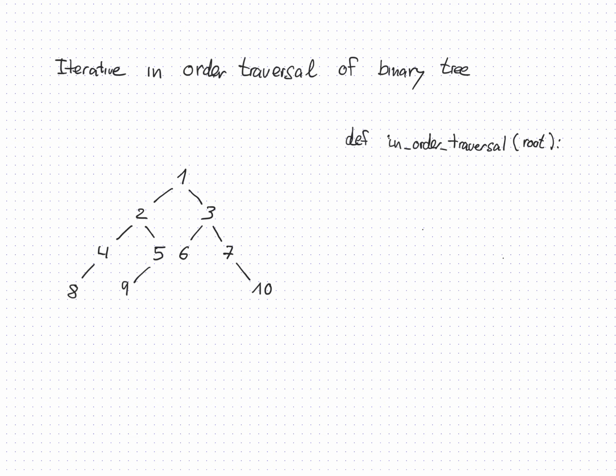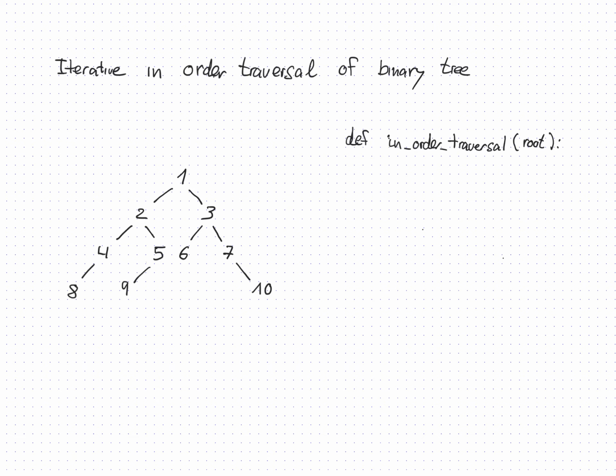In-order traversal is when you visit first the left child, then the root node, and then the right child. This is very easy to see in a recursive way.